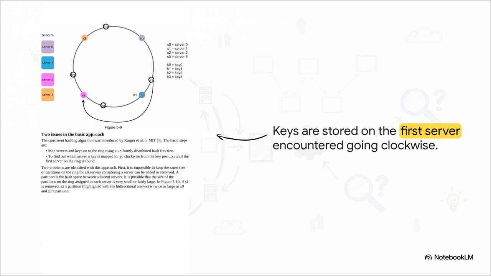And because of this clockwise walk, if we remove or add a server, we only disrupt the hash space immediately adjacent to it. A crashed server simply means its keys just have to walk a little bit further clockwise down the road to the next available server. The rest of the ring, and the vast majority of your data, is completely untouched. Boom, we've solved the massive cache miss problem.